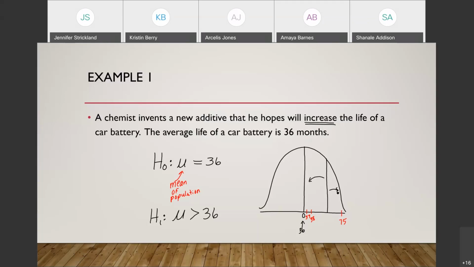Okay. Remember, we're shading where there's a significant difference. So I'm going to shade everything past that dividing line. So you always want to shade furthest away from the mean. Yes, because that's going to show a significant difference. Okay.